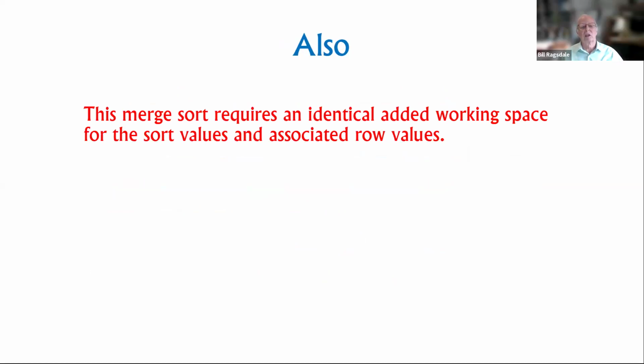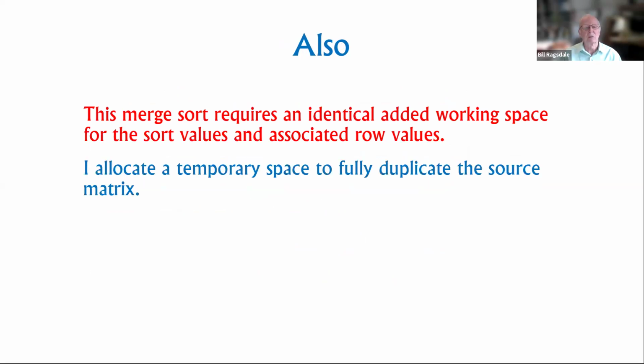So we're going to summarize here. This merge sort requires an identical added workspace for the sort values. So whatever the matrix size is we are working on, we have a secondary workspace of the same size. I do this by allocating a temporary RAM space in free space. So the burden is not present until the sort begins. When the sort begins, the temporary space is allocated. It is used throughout the sort, and at the end of the sort, that temporary space is released.